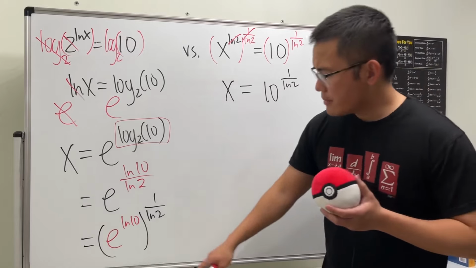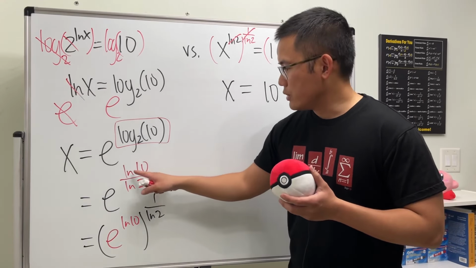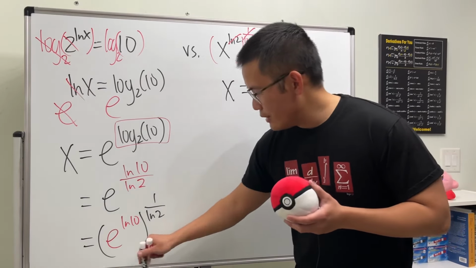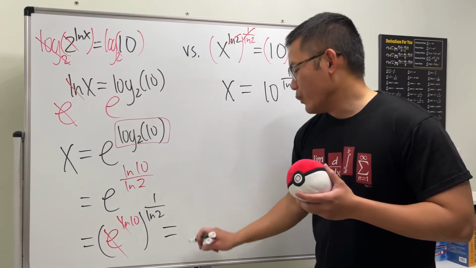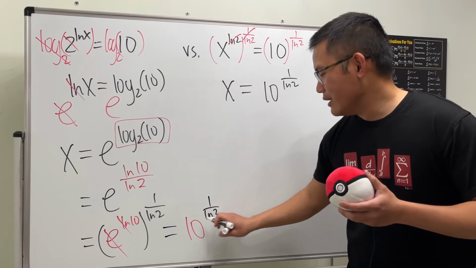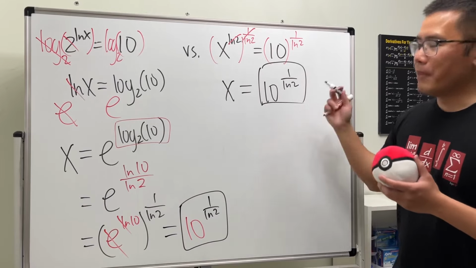Why can we do that? Because remember, this power to that power, we can just multiply them. So you see the ln 10 earlier, we can just put it inside first, yeah? Now, e and ln cancel. Ladies and gentlemen, as I said, we do have just a 10 here, and then 1 over ln 2. So, in fact, this and that are the same thing.